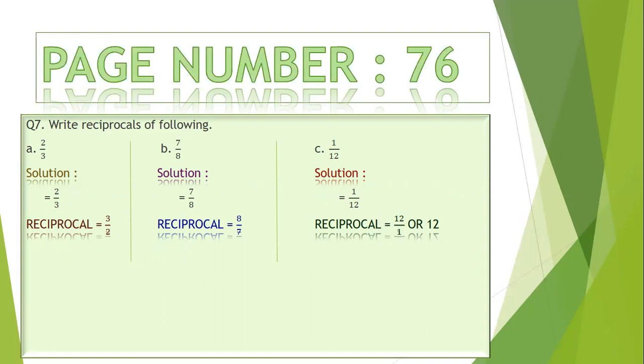Reciprocal means what we do? We change the numerator and the denominator. We flip the number and the numerator becomes the denominator and the denominator becomes the numerator. So the reciprocal of 2 by 3 will be 3 by 2. Part B, 7 over 8. So definitely the reciprocal will be 8 over 7. Then 1 over 12, the reciprocal of 1 over 12 will be 12 over 1, or we also can say 12.